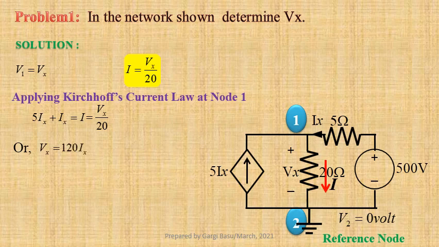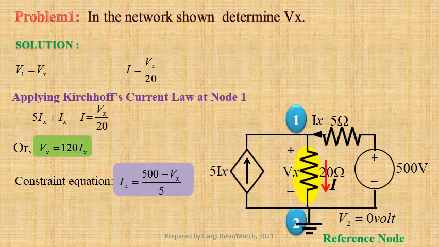Now we shall write the constraint equation. From rightmost branch, we get Ix equals (500 minus Vx) divided by 5. From above equations, we get Vx equals 480 volts.